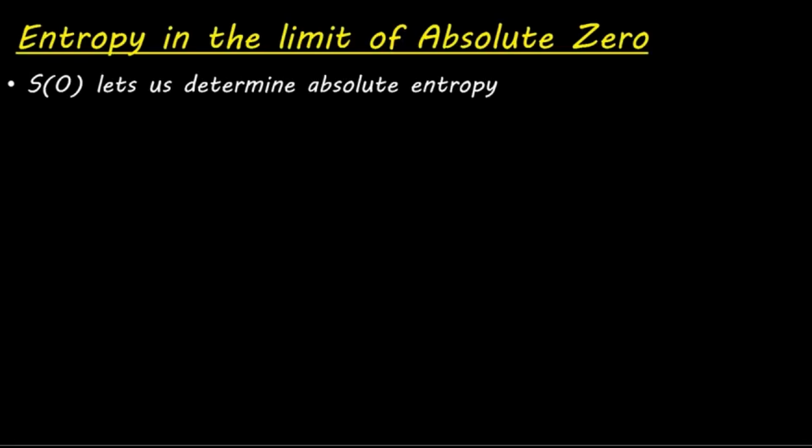In our journey of the many ways to calculate entropy using thermodynamics, we need to know what the entropy of a substance is at absolute zero. And we say in the limit of absolute zero because we can never achieve absolute zero, but if we could, this is what the entropy would be. That's what we're talking about.